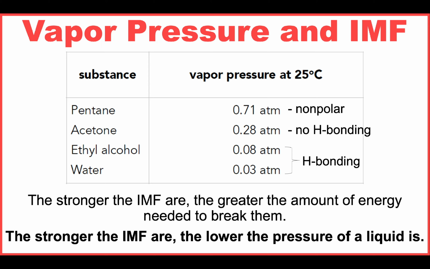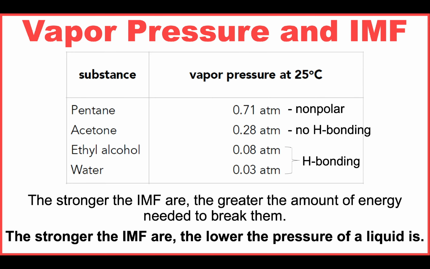Okay, so with that, the stronger the intermolecular forces are, the lower the vapor pressure of a liquid is. So again, this is another relationship. Vapor pressure is inversely proportional to IMF. Now, the relationship between vapor pressure and strength of intermolecular forces is consistent with the trends in two other properties of liquids: the enthalpy or molar heat of vaporization and the boiling point of the liquid.